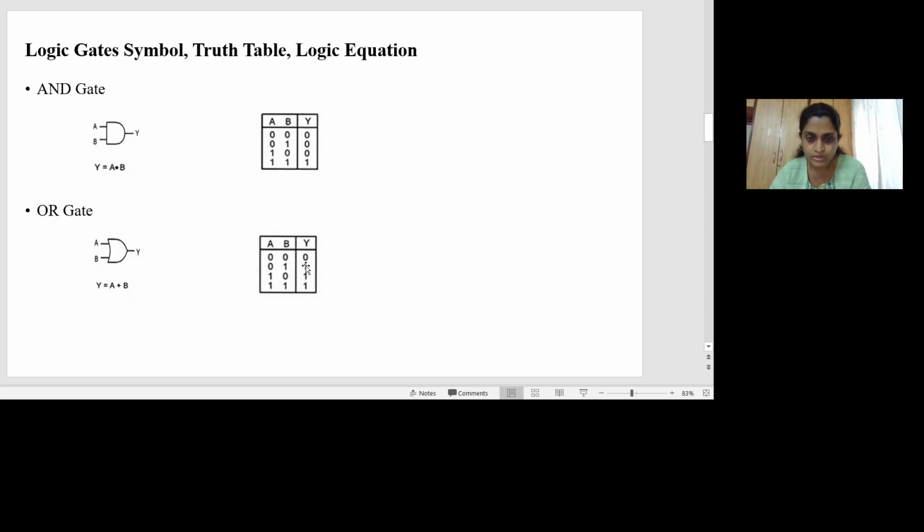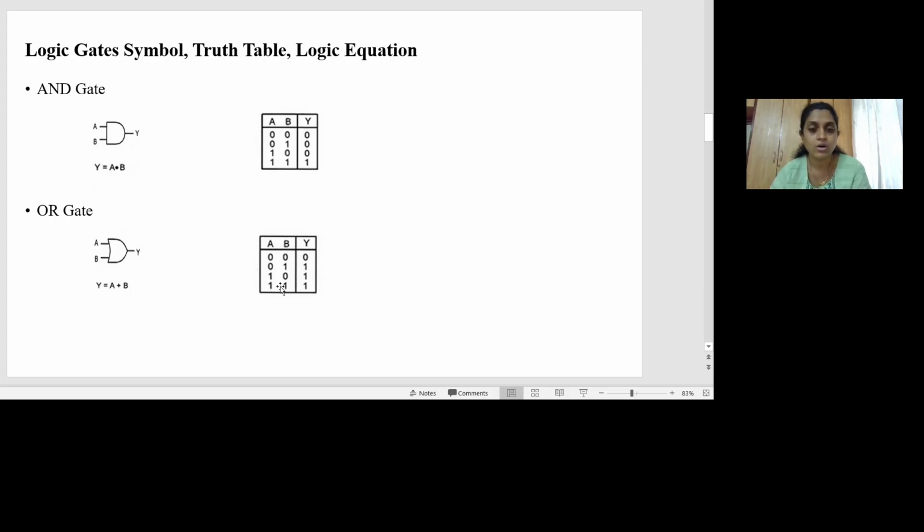Here, let us go to the truth table. The output is 0 when both the inputs are 0. The output is 1 when any one of the inputs is 1, and also when both the inputs are 1.